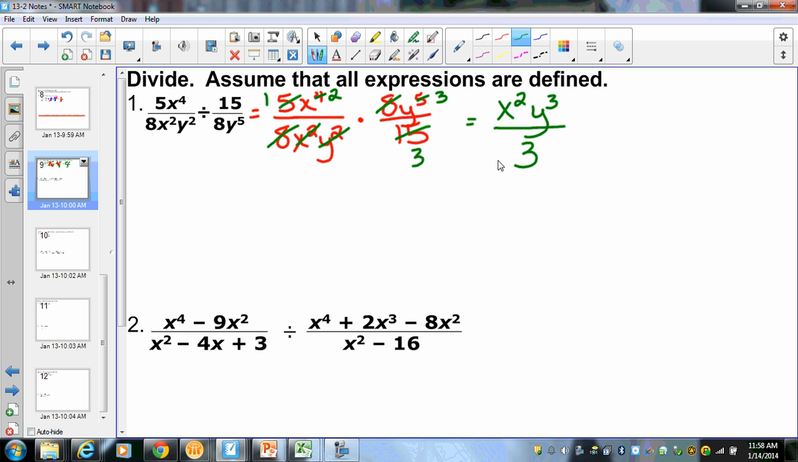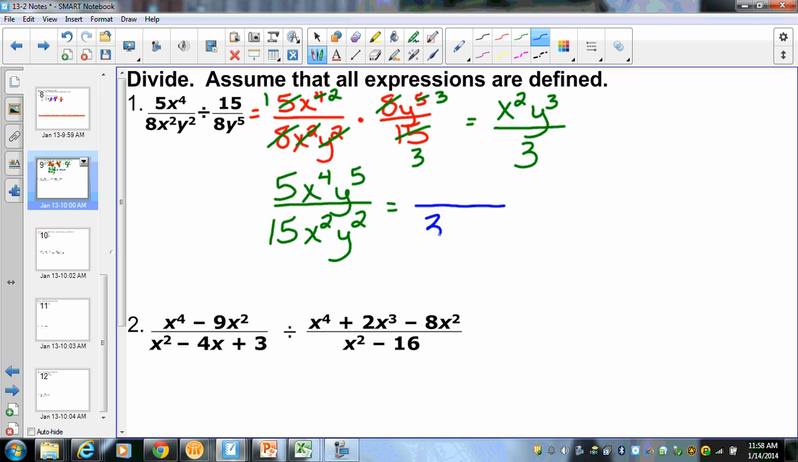And just like I said yesterday, you did not have to be able to simplify as easily as I did all at the beginning there. You could have canceled out the 8s, left the 5 alone, and had 5x to the 4th, y to the 5th, over 15x squared y squared. And then once you get it into a single fraction like that, it's a little bit easier to see that 5 over 15 reduces to 1/3. X to the 4th over x squared is x squared, and y to the 5th over y squared is y cubed. So see, I got the exact same answer. You probably have less chance of making a mistake if you do the second method.